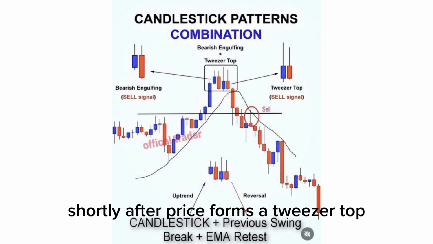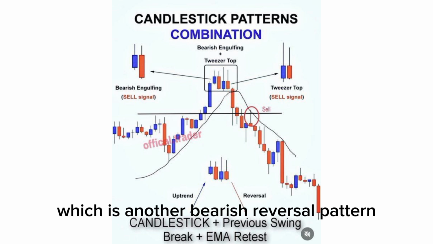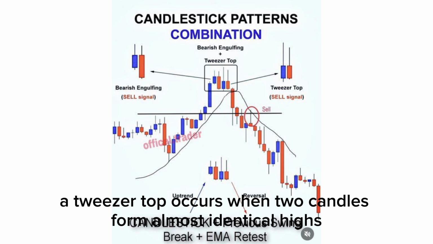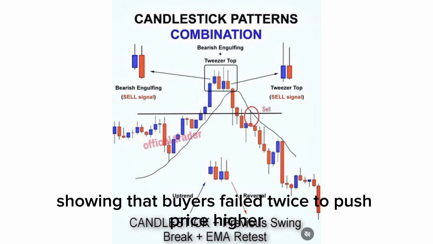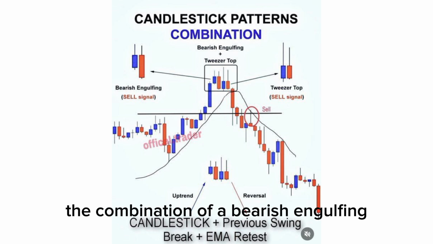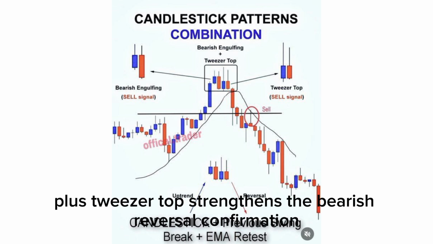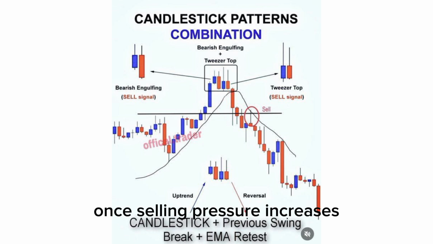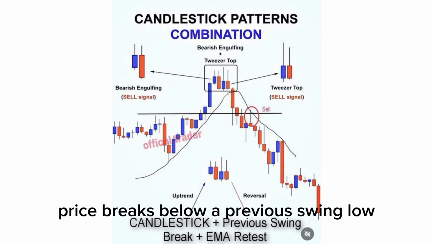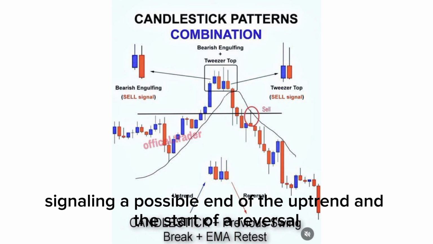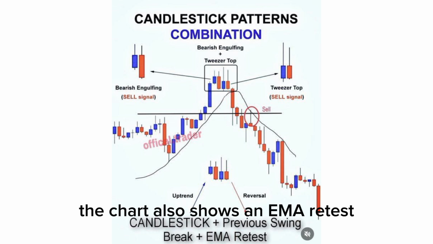Shortly after, price forms a tweezer top, which is another bearish reversal pattern. A tweezer top occurs when two candles form almost identical highs, showing that buyers failed twice to push price higher. The combination of a bearish engulfing plus tweezer top strengthens the bearish reversal confirmation. Once selling pressure increases, price breaks below a previous swing low, signaling a possible end of the uptrend and the start of a reversal. The chart also shows an EMA retest.